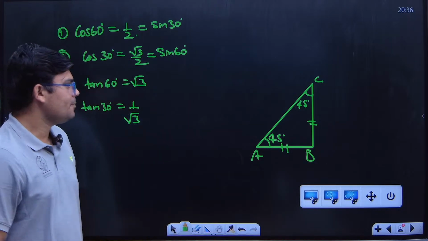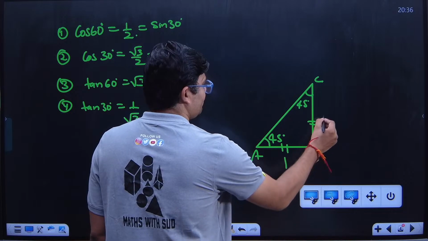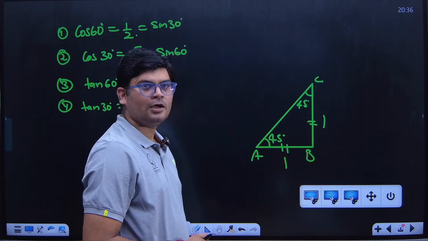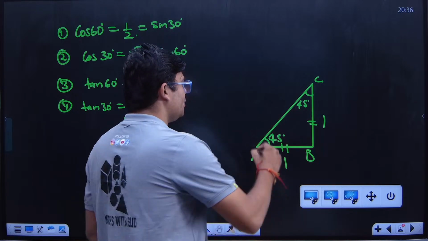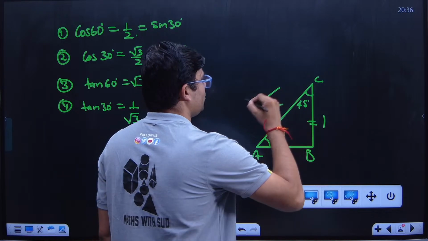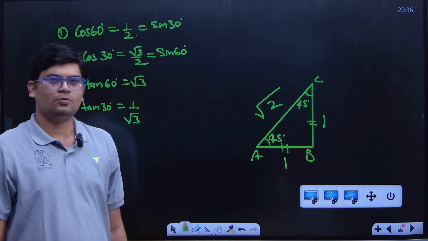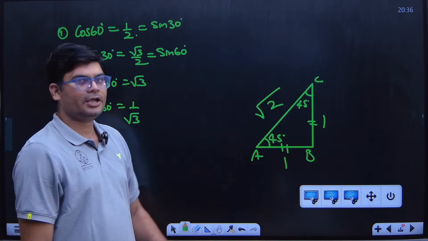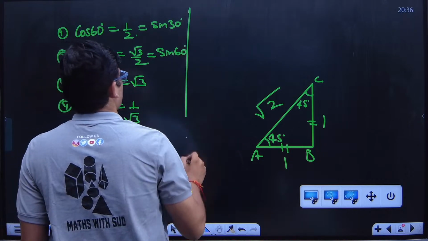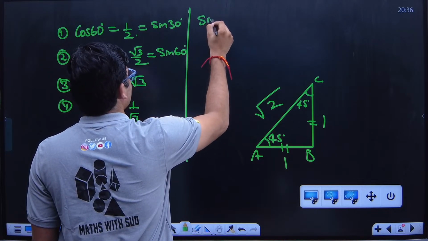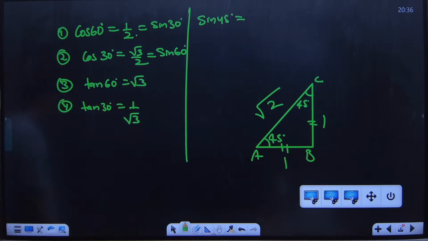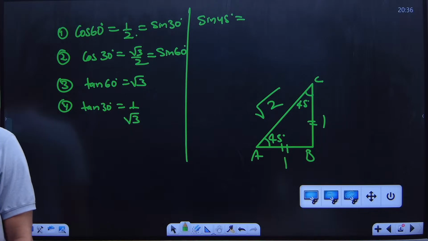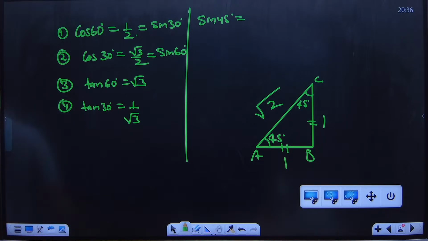Okay. Now suppose that this is 1. This will also be equal to 1 only. What will be the hypotenuse? Under root of 1 square plus 1 square, which is equal to under root 2. Now let us check again. From here, can you tell me what will be sine of 45 degree?